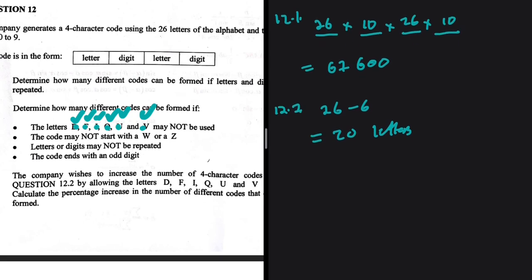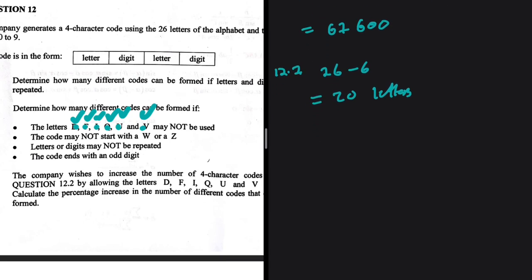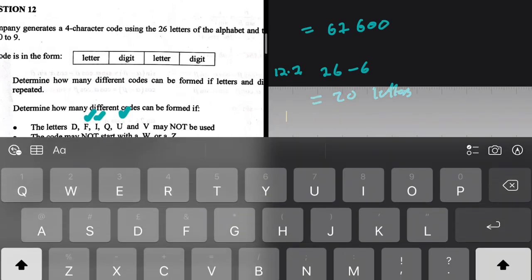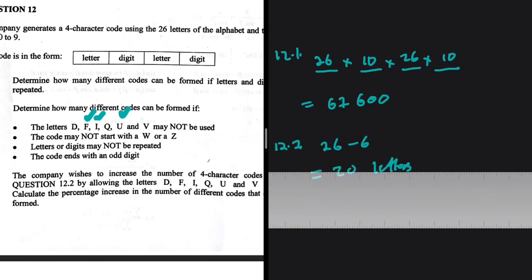Okay. And then the code may not start with a W or Z. Is W or Z one of the letters that we eliminated? No. Okay. That is important to address. Letters or digits may not be repeated. Okay. And then the code ends with an odd digit. Okay. So those are our conditions. Let's go ahead and play around and see what we can come up with.